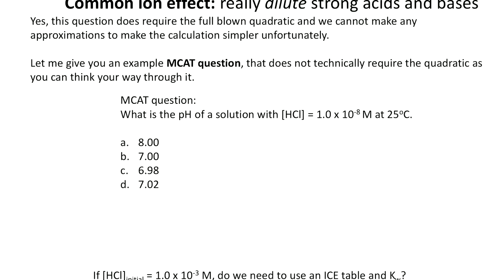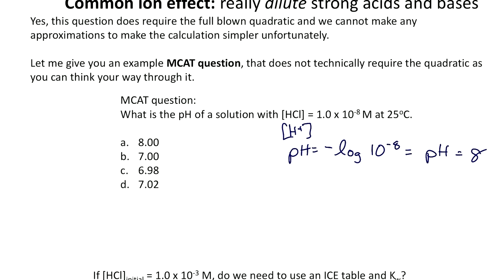So this is an MCAT question that I took straight out of the book. It says, what is the pH of a solution with HCl equals 1 times 10 to the negative 8? All right? And so what a lot of students will do is just say, oh okay, HCl, that's the H plus concentration, pH equals negative log 10 to the negative 8, so we get pH equals 8, and then the student moves on. Right? But does that match your intuition?